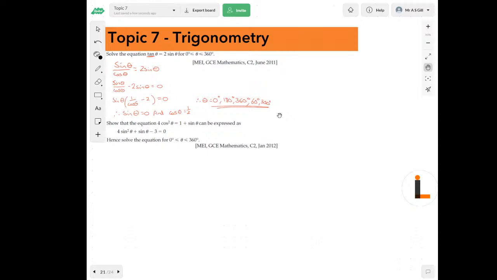So I'll give you a few more minutes before going through the second question there. Again, this time the question is prompting you to use the identity before you go through and solve this one.